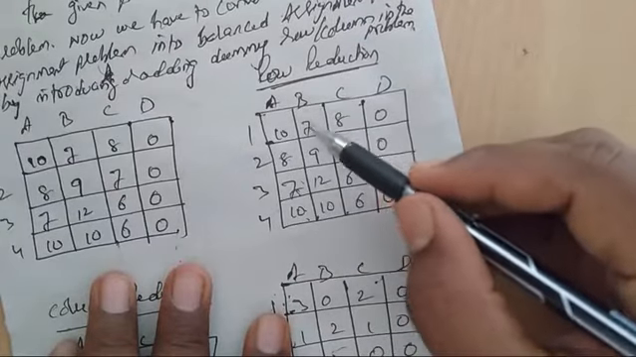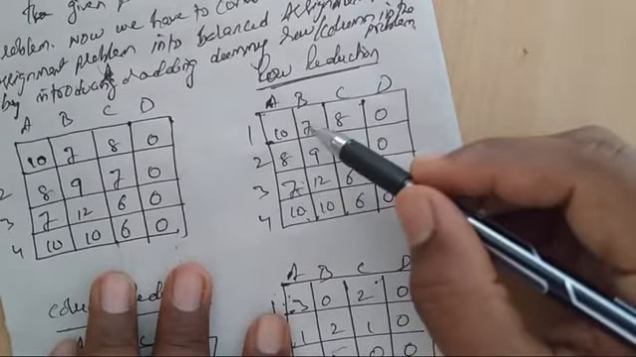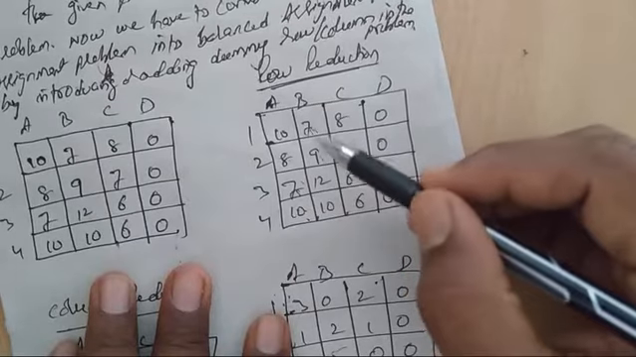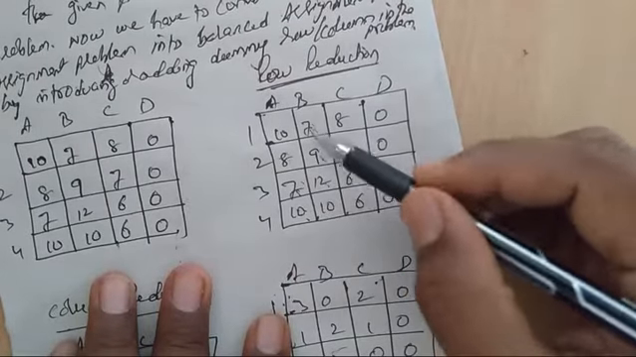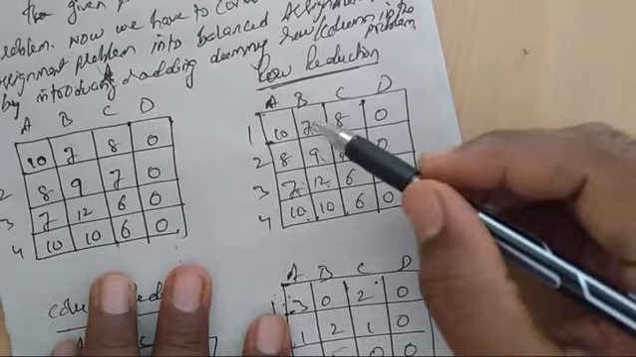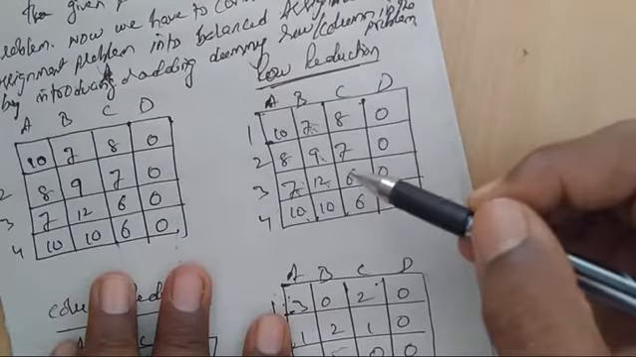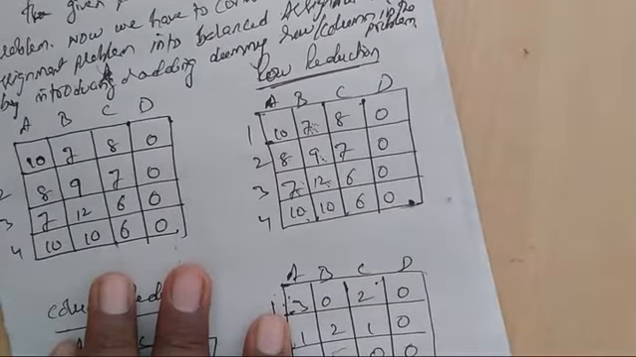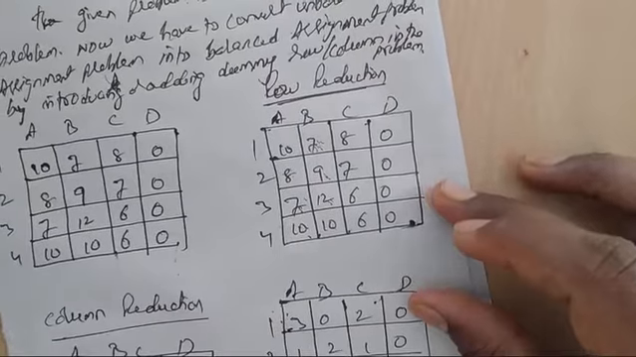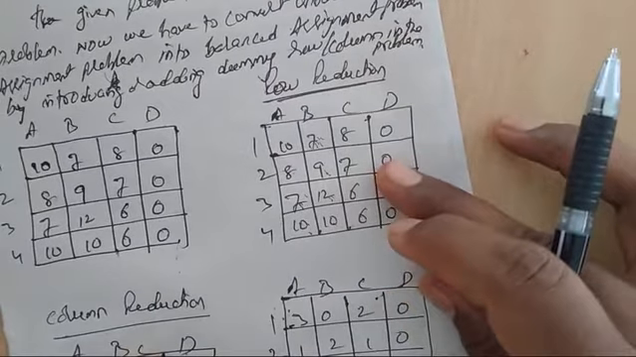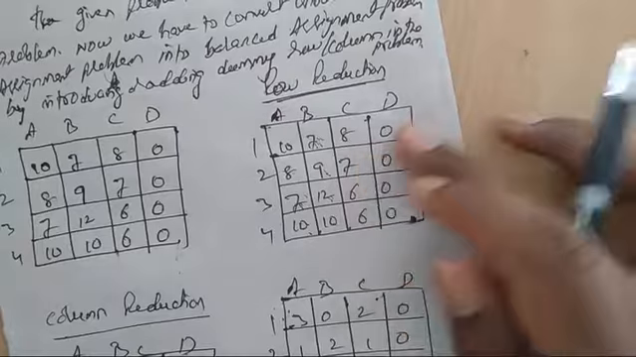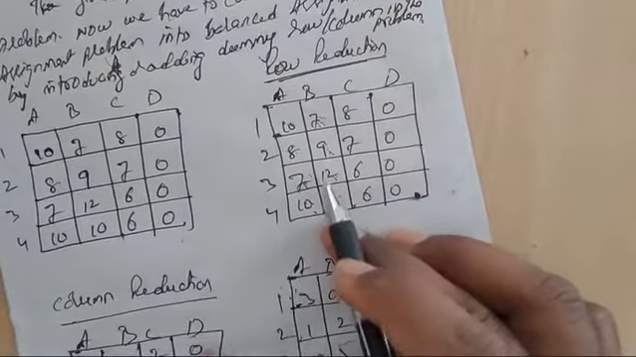Move to the second column, where the smallest cost is 7. 7 minus 7 is 0. 9 minus 7 is 2. 12 minus 7 is 5. 10 minus 7 is 3. In this way we can do the calculation column-wise.